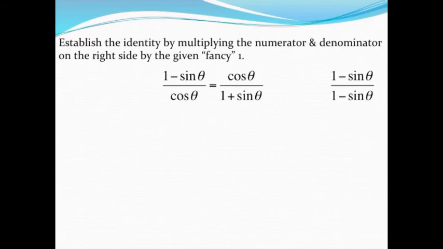In order to establish this trig identity, I'm going to use a trick that I call multiplying by a fancy 1. And so what I'm going to do is take this trig expression and multiply the right side by this. Now this is what I call the fancy 1. It doesn't look like a 1, but something divided by itself is 1.